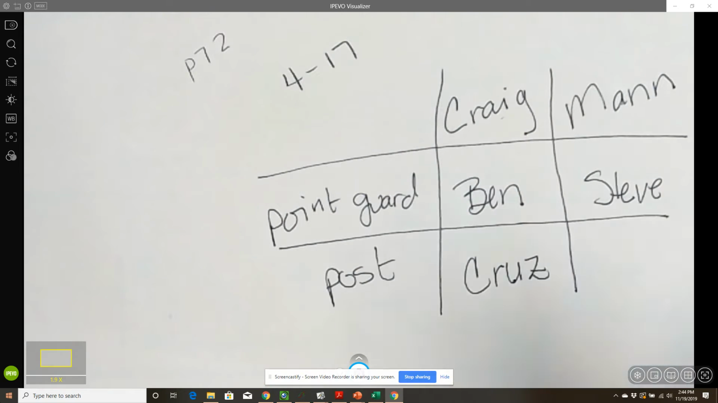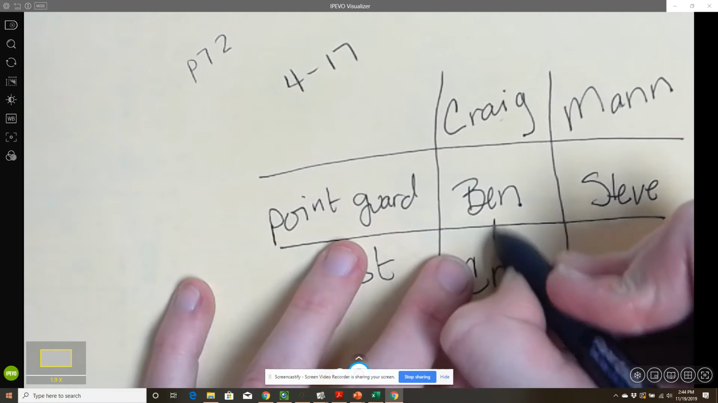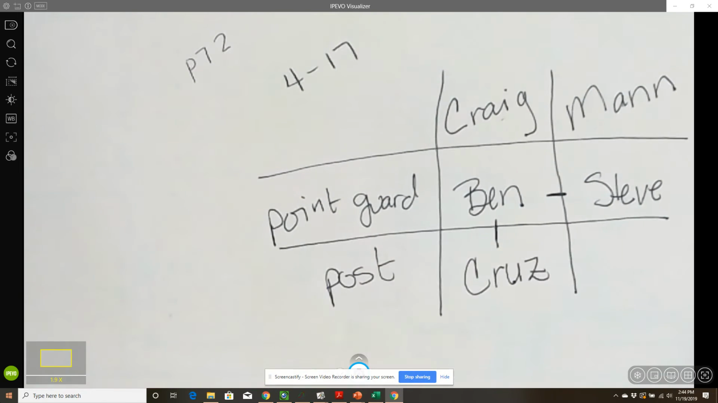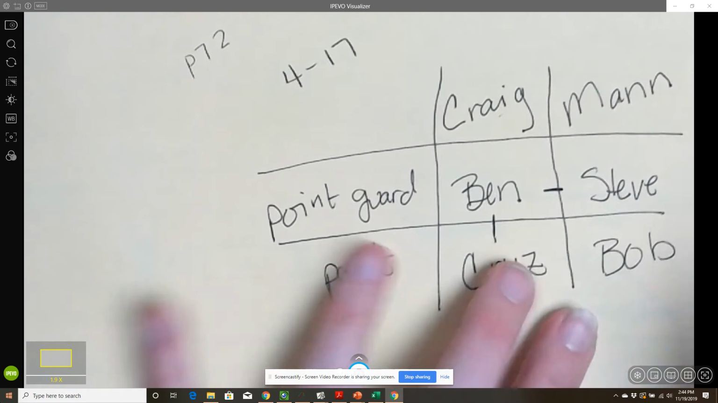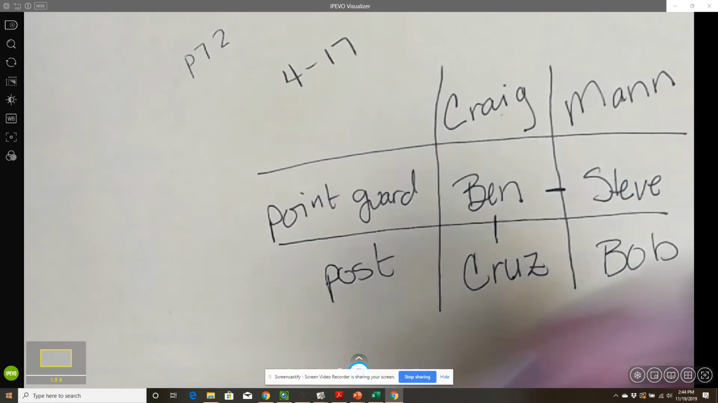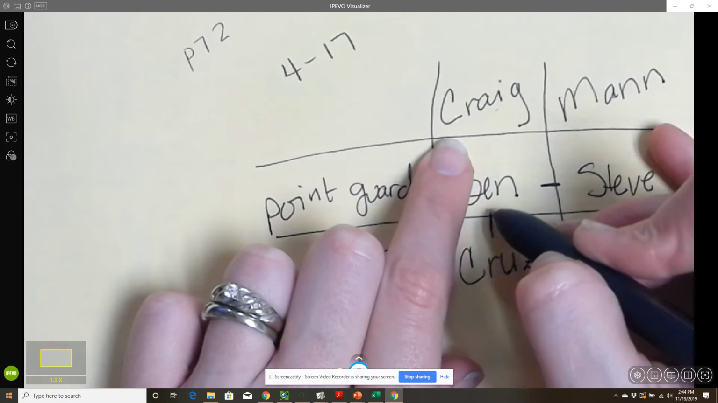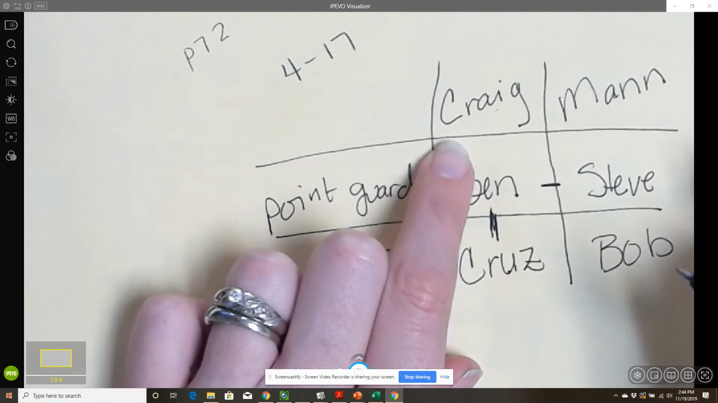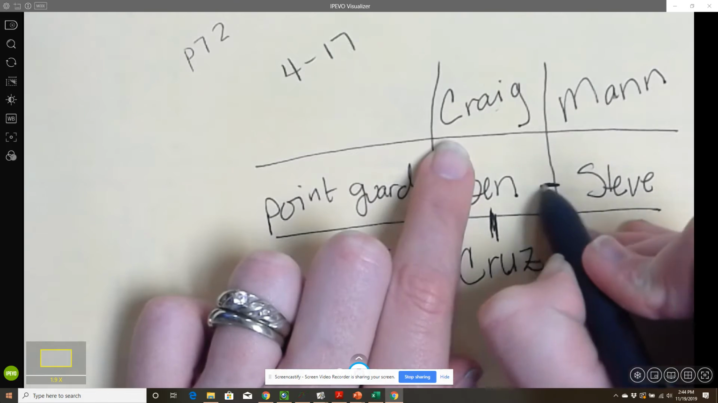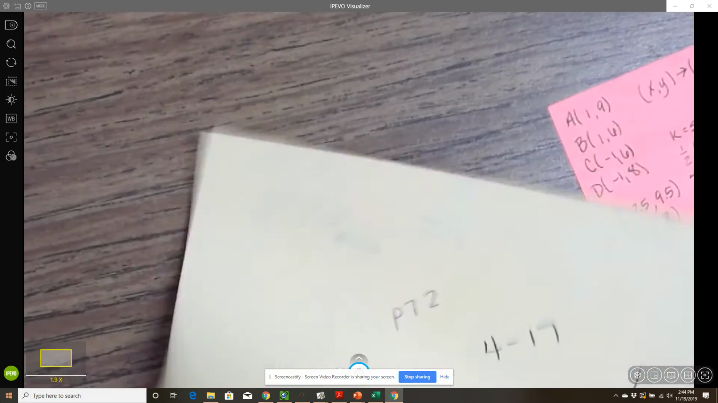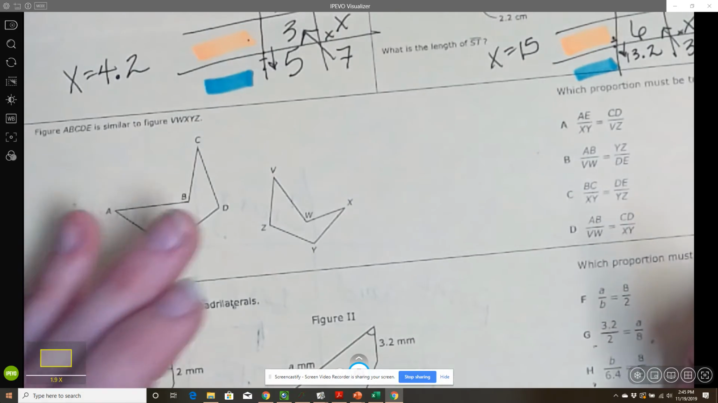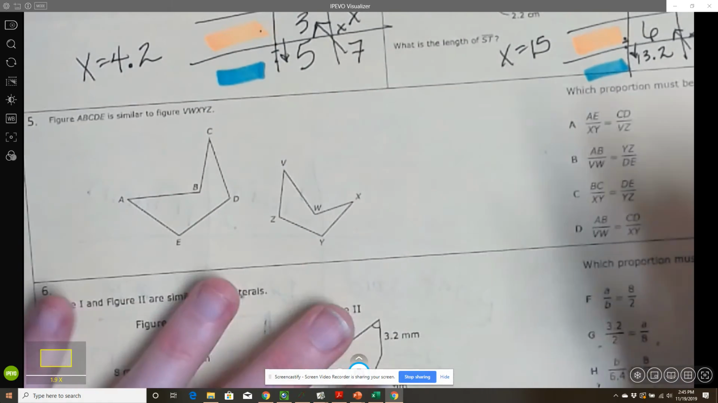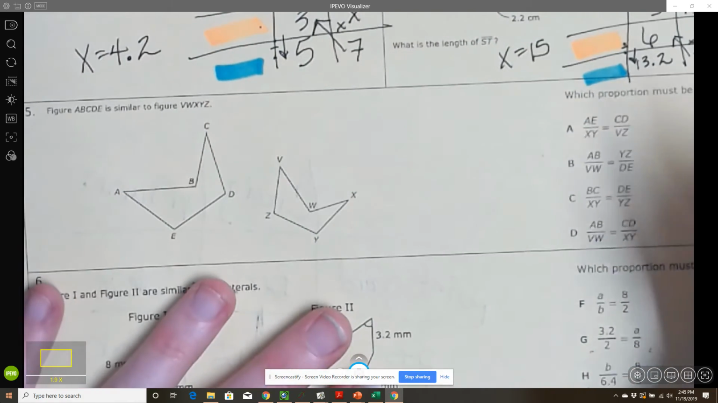So you've got to find those relationships. Everybody that you're next to, you have to have a relationship with. And so I think we said the post for Man was Bob. So either you've got to be on the same team or on the same figure, or you have to be in the same position. So that's what we're doing when we look at these, is we're just setting up and making sure that the proportions are set up. So we start making comparisons.